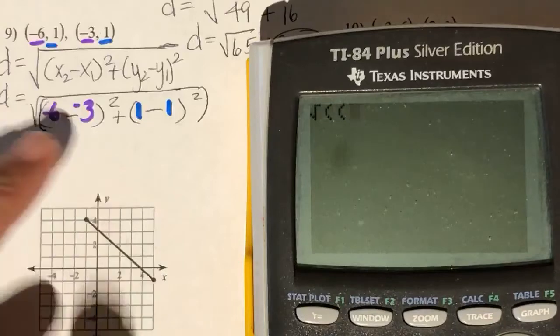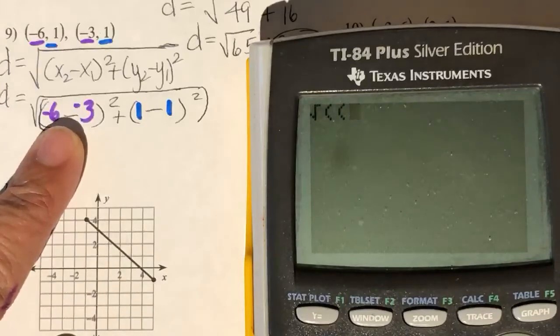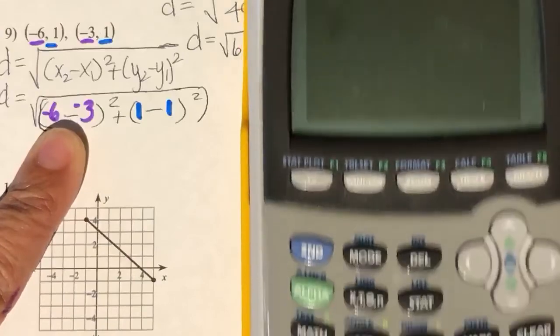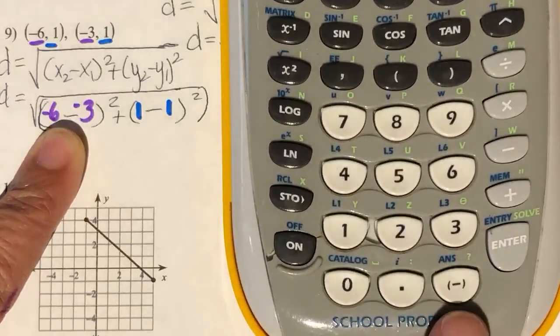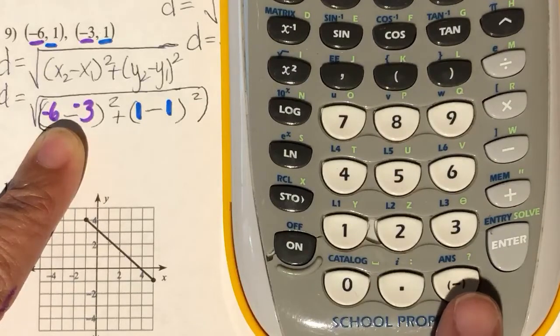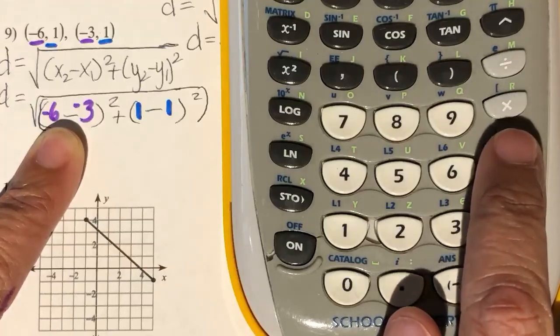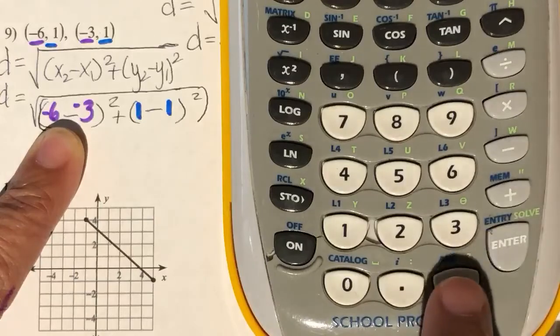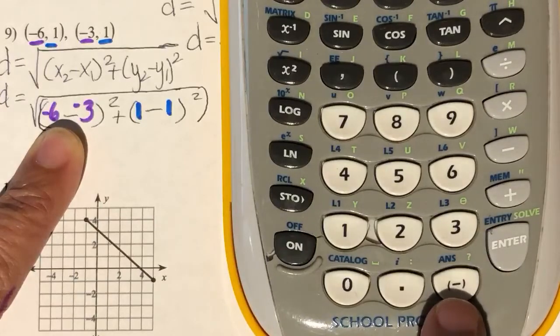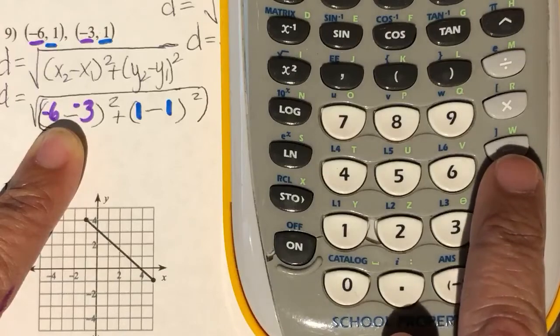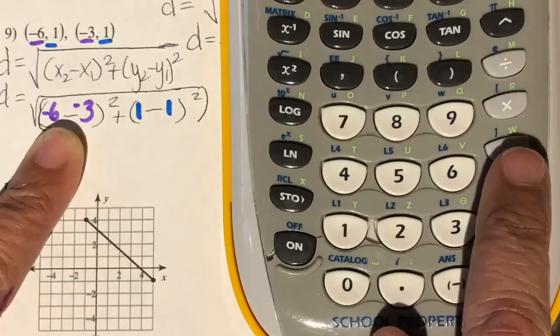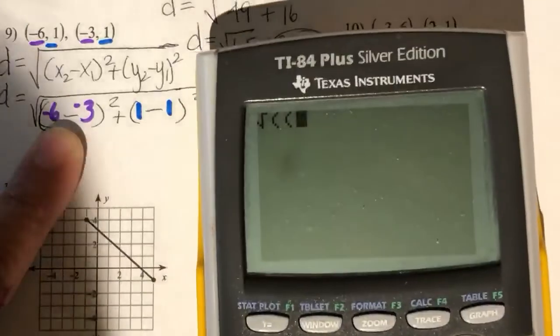Now I'm going to look back here. I have -6. Okay. And remember, this is the negative button. The negative button right here and the subtraction button right here are different. If you put negative in when you're trying to do subtraction, the calculator will give you an error. So when you have a negative number, you put the negative one. And when you're doing subtraction, you put the subtraction symbol that's up here, okay?